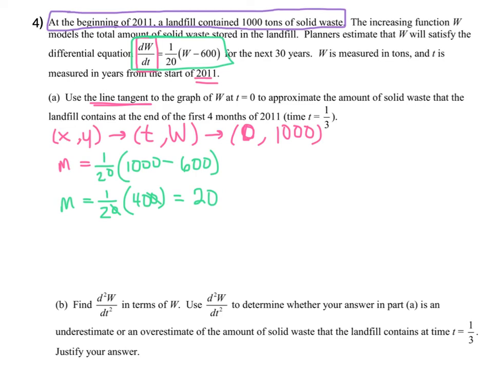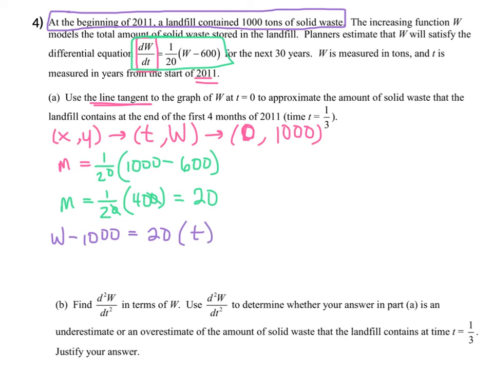When I write the equation of the tangent line, I want to be careful to use my new variables. So instead of y, I'm going to say w minus 1,000 is equal to the slope, which was 20, and then instead of x, I'm going to say t minus 0, which is just t.